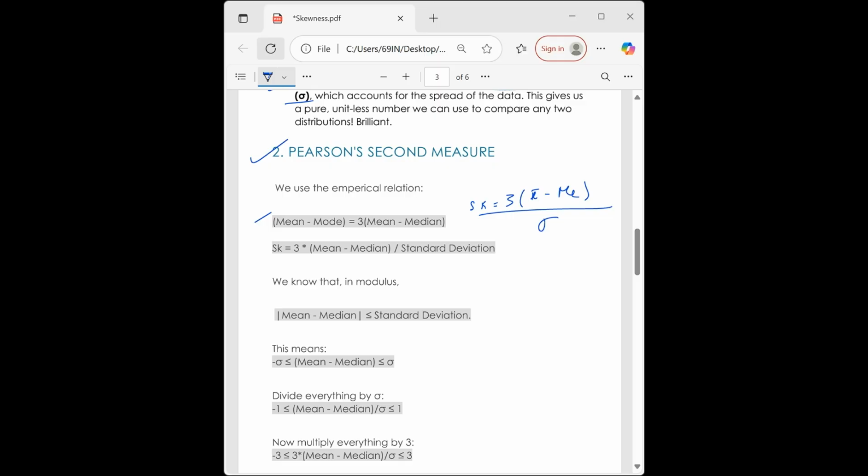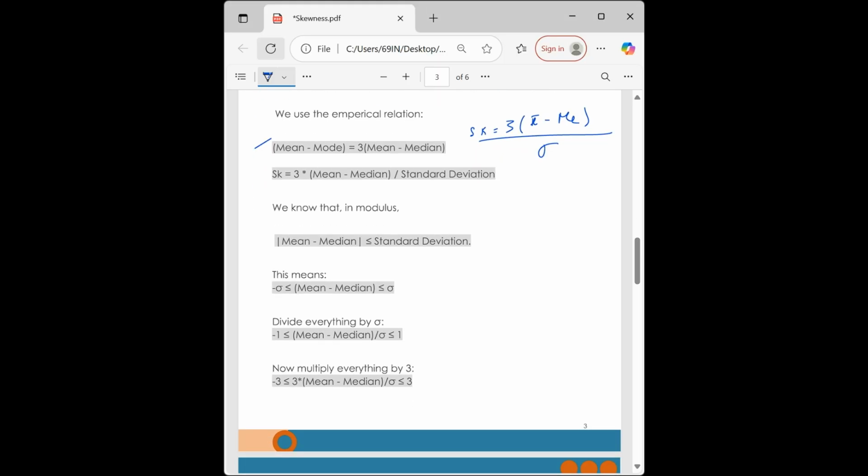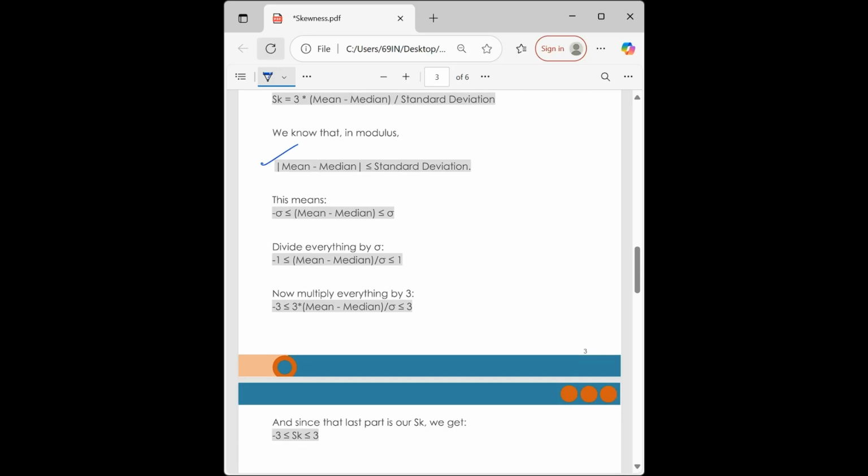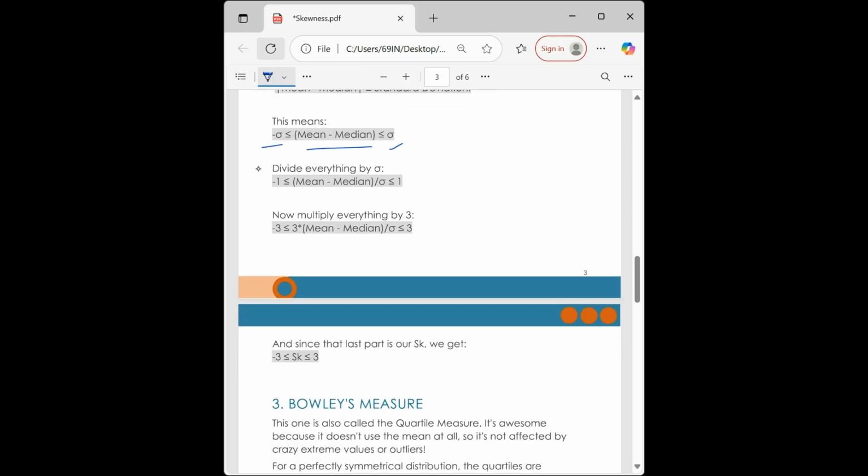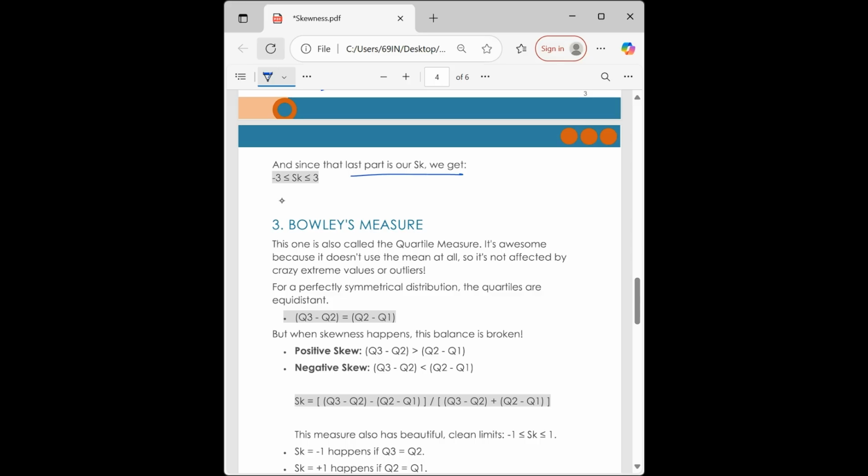Now, here comes the really cool math part. There's a boundary for this. We know that in modulus, mean minus median is less than or equal to standard deviation. This means, step by step, minus sigma is less than or equal to mean minus median, which is again less than or equal to sigma. Divide everything by sigma, we get minus 1 to 1. This is the boundary. Now, if you multiply everything by 3, this part gives SK. Since the last part is our SK, we get minus 3 is less than or equal to SK, which is again less than or equal to 3.